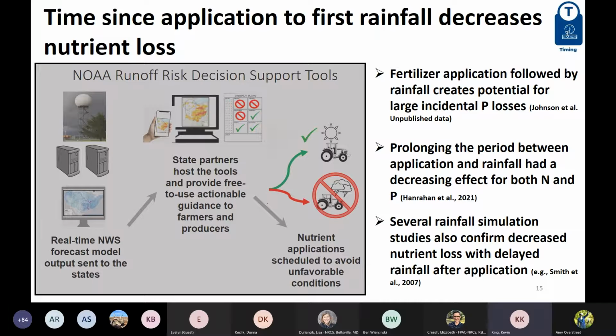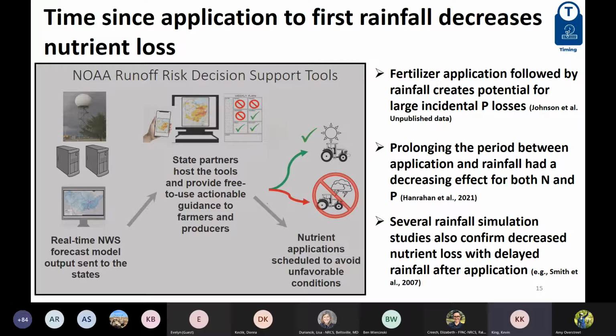Unpublished data from Heidelberg University on the Honey Creek watershed within the Western Lake Erie Basin shows a strong correlation between application and subsequent losses over a 3-month period. Thus, when applying fertilizer, it is important to be cognizant of the forecasted weather and make decisions accordingly.